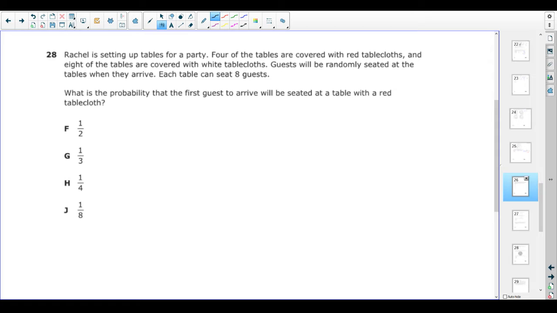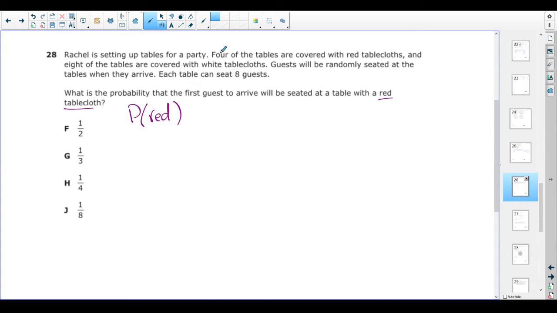Where we left off, question 28. Rachel's setting up a table for a party. 4 of the tables are covered in red tablecloths. 8 of them have white tablecloths. Guests will be randomly seated at the tables when they arrive. Each table will seat 8 guests. What's the probability that the first guest will sit at a table with a red tablecloth? All these words are really just saying, what is the probability of getting a red?